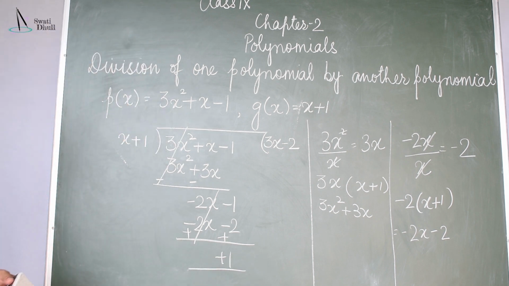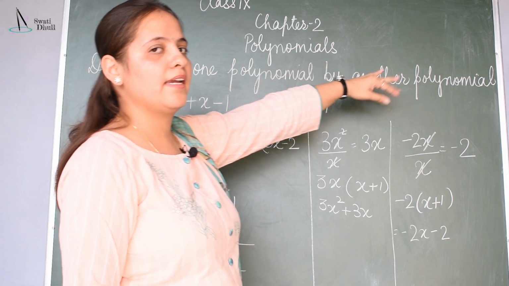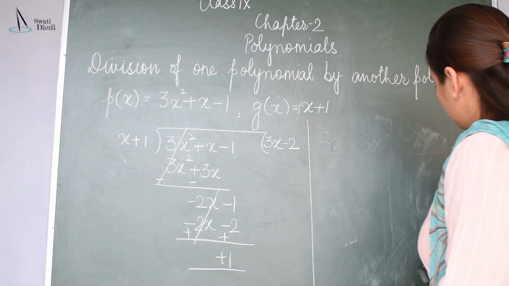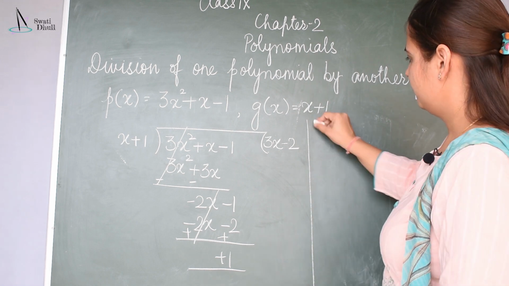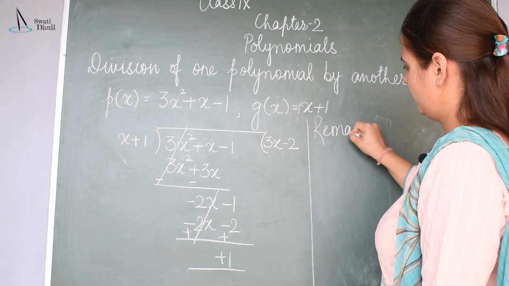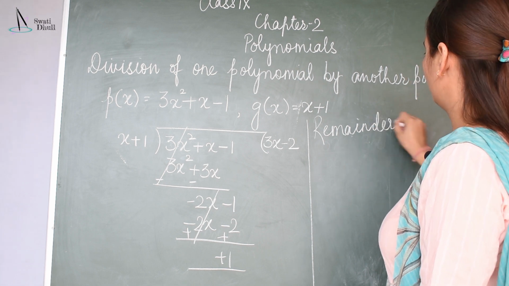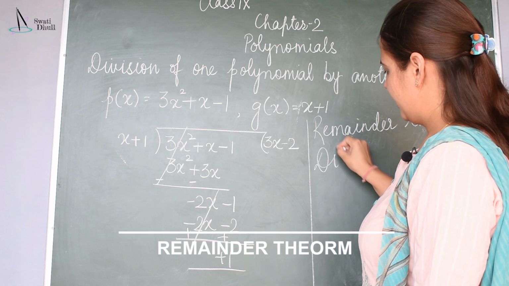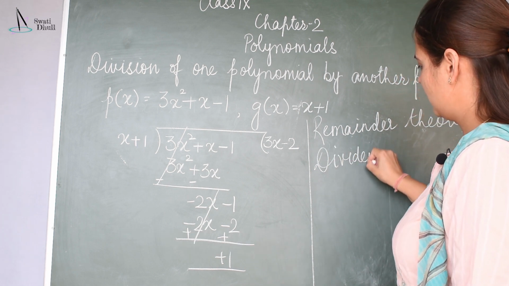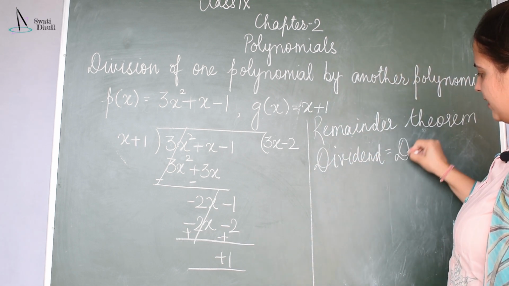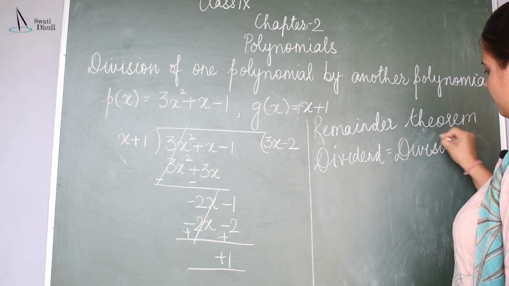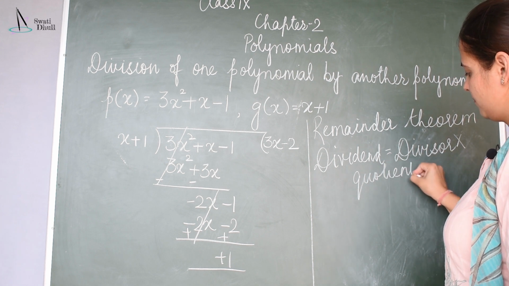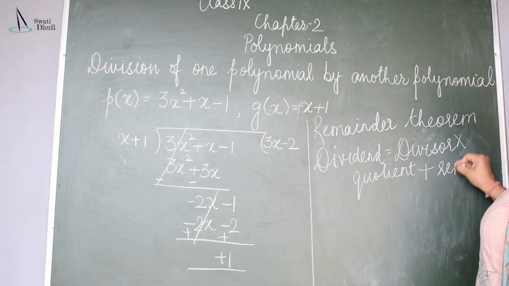So this is how we divide one polynomial by another polynomial. Now, remainder theorem. What does remainder theorem state? That your dividend is equal to divisor into quotient plus remainder.